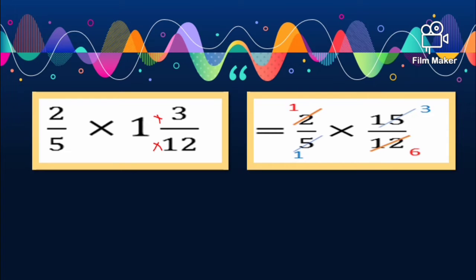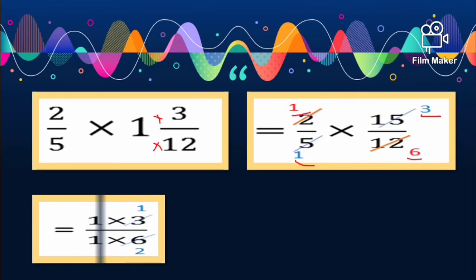5 and 15 can be divided by the same number and 2 and 12 can be divided by the same number. So what we do? We will divide by 2. 2 ones are 2 and 2 6s are 12. Then 5 ones are 5 and 5 3s are 15. Now we have the numerators 1 and 3 and denominators 1 and 6.